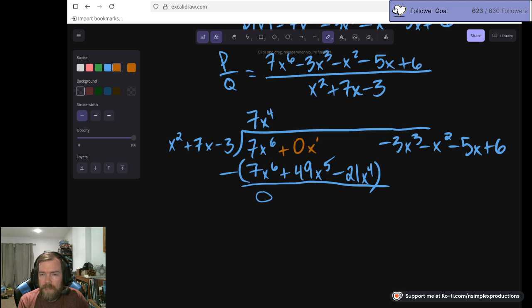We don't have any x to the fifths. We don't have any x to the fourths. The next term that's going to be useful in this is going to be x to the third. That'll be on the next round. So, not right now. Okay, we've got 0x to the fifth minus 49x to the fifth, which is going to get us a minus 49x to the fifth. And then a 0x to the fourth minus a negative 21x to the fourth is going to be a positive 21x to the fourth.